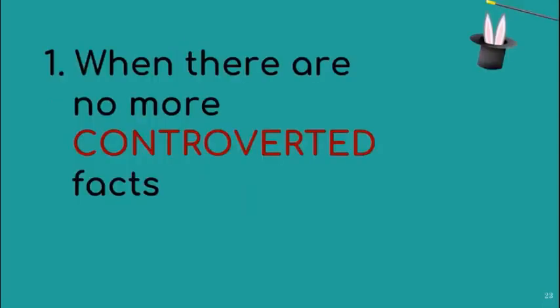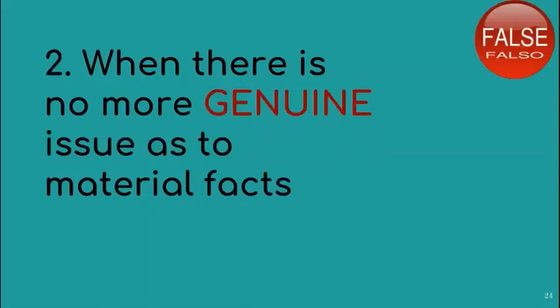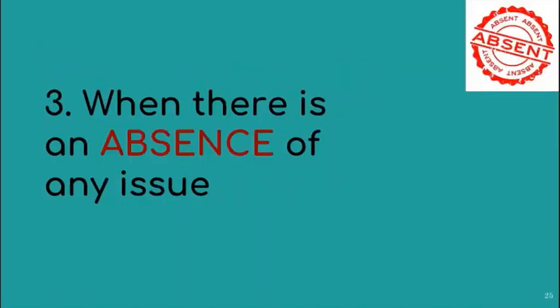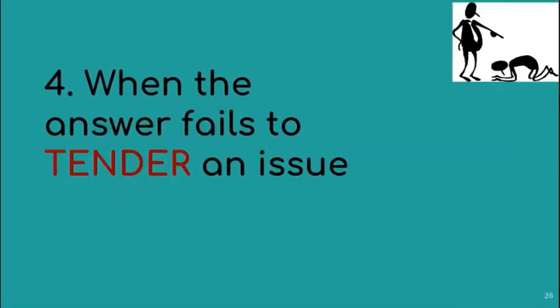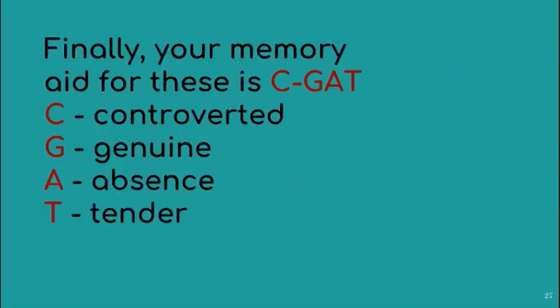And now let's see if you got the answers correct. Number 1 is when there are no more controverted facts. Number 2 is when there is no more genuine issue as to material facts. Number 3, when there is an absence of any issue. And number 4, when the answer fails to tender an issue.